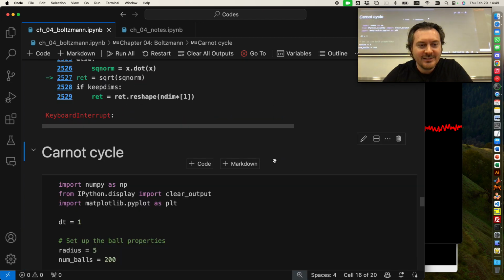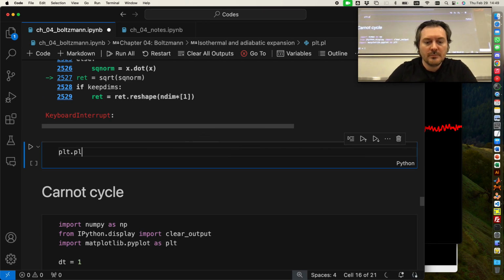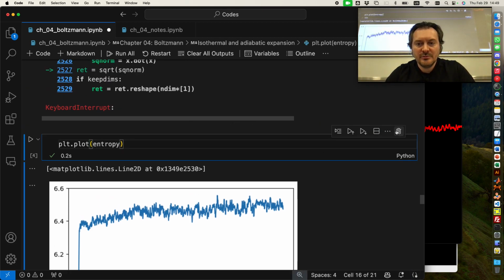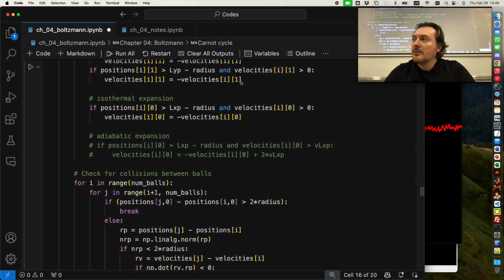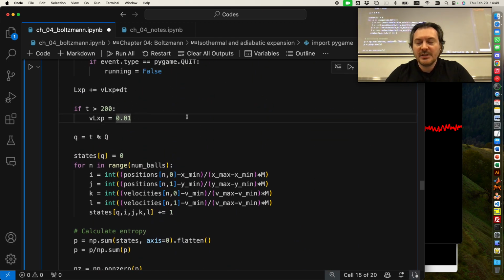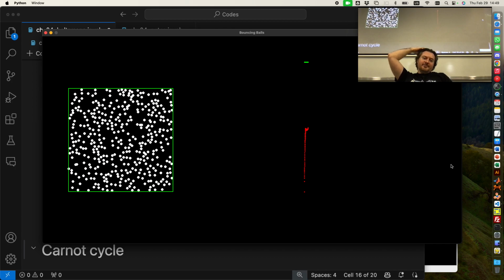If I plot the entropy, you can see that it's increasing, right? Hopefully. It's not increasing much, but it's increasing. Can we increase the speed of movement of this wall? Yes, but I'm afraid a little bit because I might create some problems. So I increase it twice.